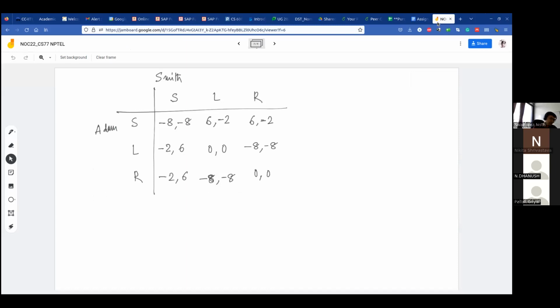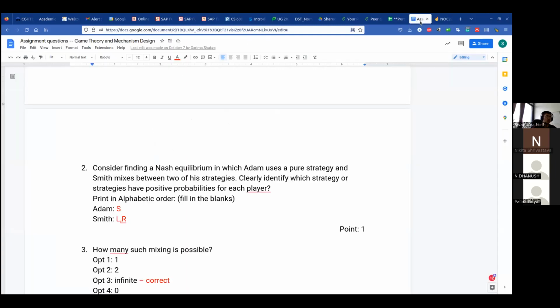So you will have to look at all possible cases. One advantage is that this is a symmetric game. It has already been said that Adam picks one strategy, so we only have to iterate over the singleton strategies for Adam. What this question is asking is that you use the technique of finding a mixed strategy Nash equilibrium, but your support profile is limited: the first player has a singleton strategy set and the other player has two strategies. So there may be SL, LR, SR, three possibilities for Smith, and only three possibilities, S, L, and R, for Adam.